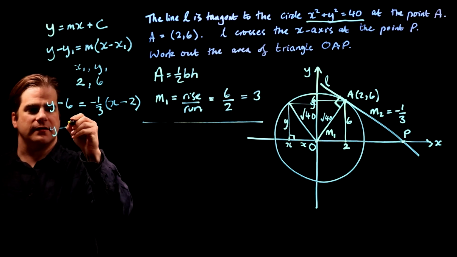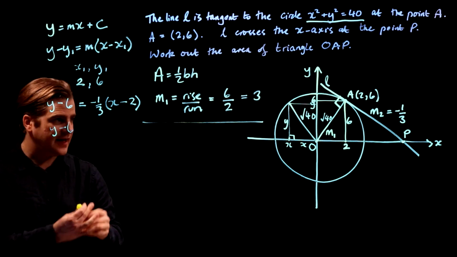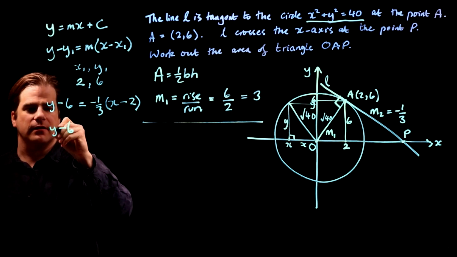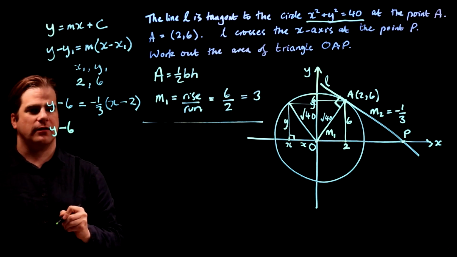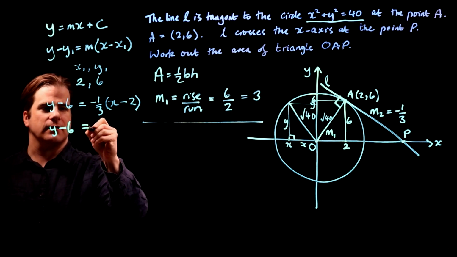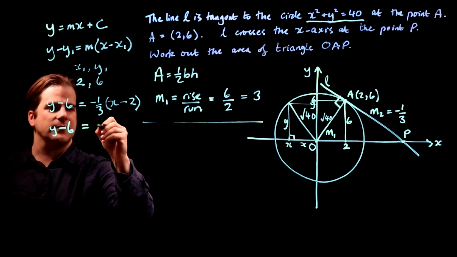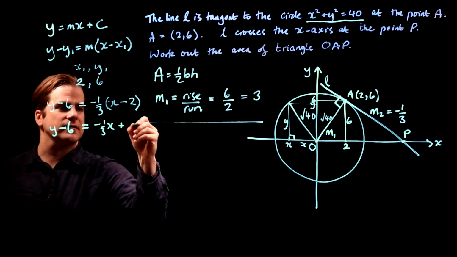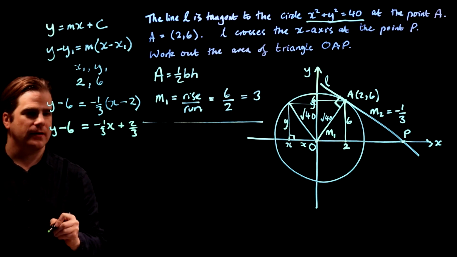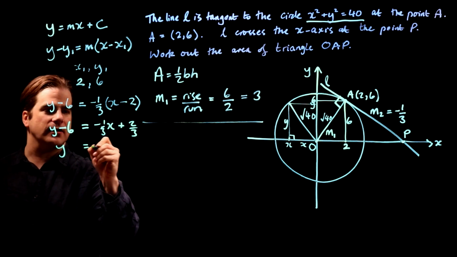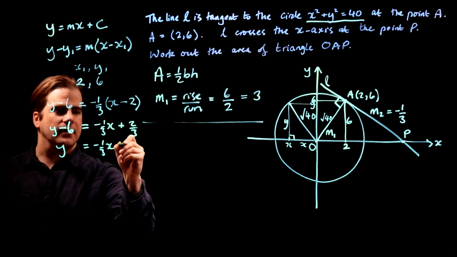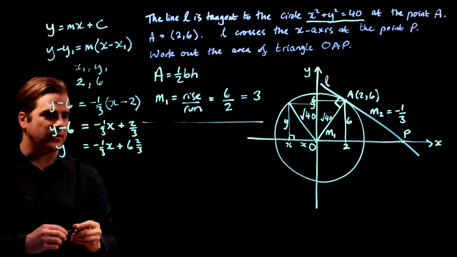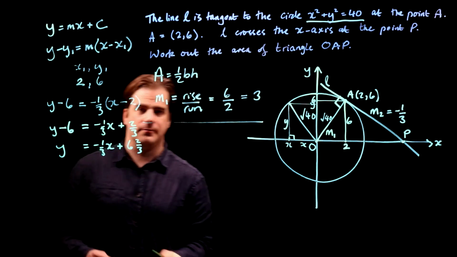We can neaten it up a bit. So y minus 6 equals... I've had enough of this pen, it's killing my ears. Let's try this one. It's better. Minus a third times x is minus a third x. Minus a third times minus 2 is plus 2 thirds. Add 6 to both sides. y equals minus a third x plus 6 and 2 thirds. That's fine. We'll leave it like that for the moment. So there's our equation of L.